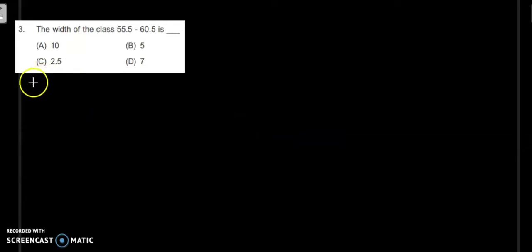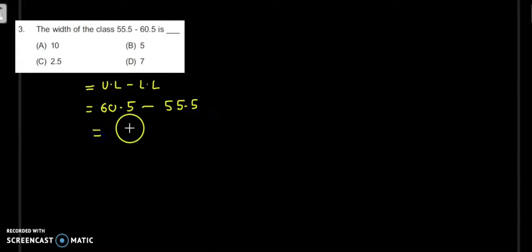Question number 3, a very easy question. Width of the class, it's very simple to find: upper limit minus lower limit. So the upper limit given is 60.5 and the lower limit given is 55.5. When you subtract both, you will get 5. So option B is your answer.